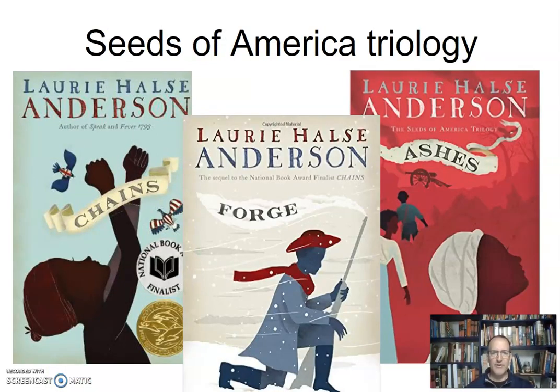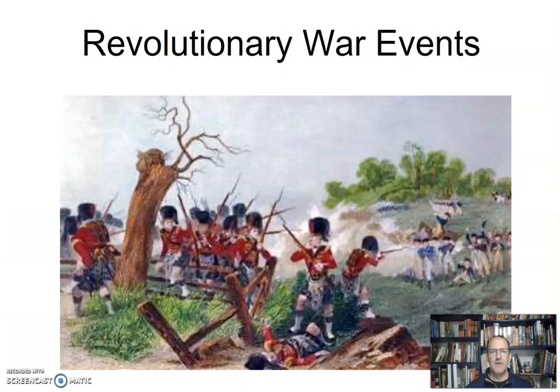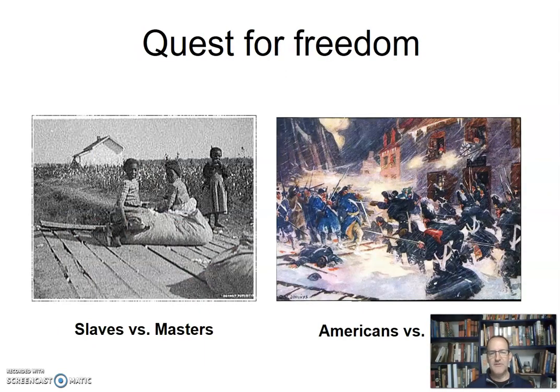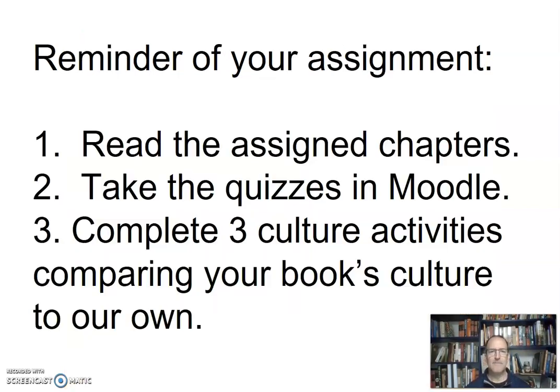Chains is the first of a trilogy called The Seeds of America, about the birth of America. Chains is written during the New York City occupation by the British. Forge is about Valley Forge, and then Ashes towards the end of the Revolutionary War. A lot of the story takes place in New York City during the Revolution, and it contrasts the slaves versus masters situation that the girls face, and the Americans versus British that the nation as a whole is facing. One of the big events in the story is a huge fire in New York City that Americans blame the British for. The British, of course, blame the Americans. I guess we don't really know to this day who started the fire.